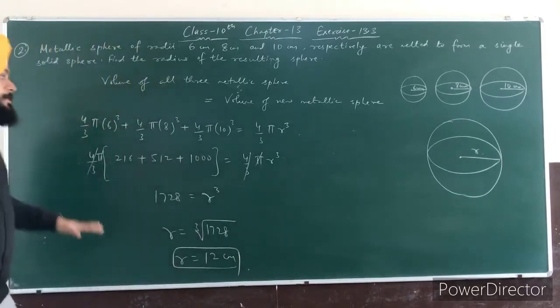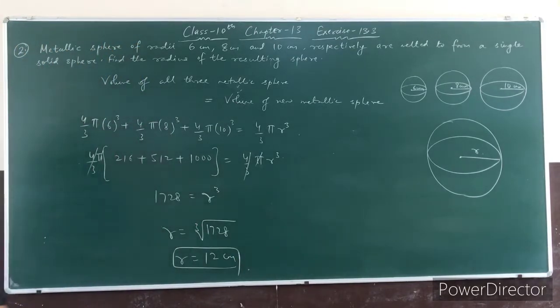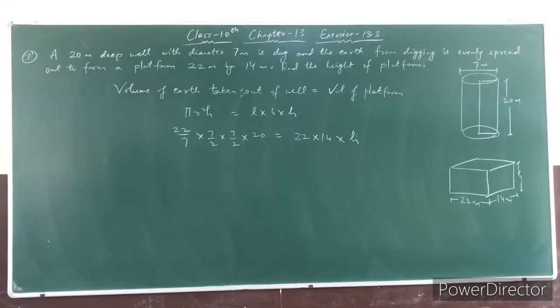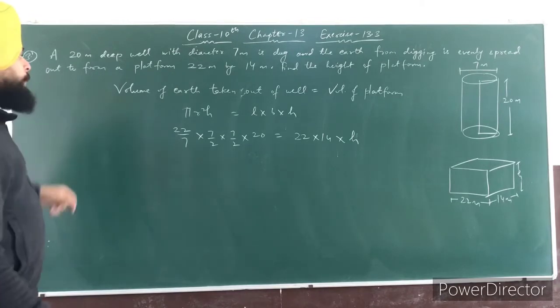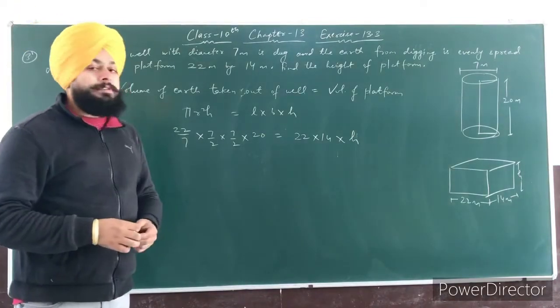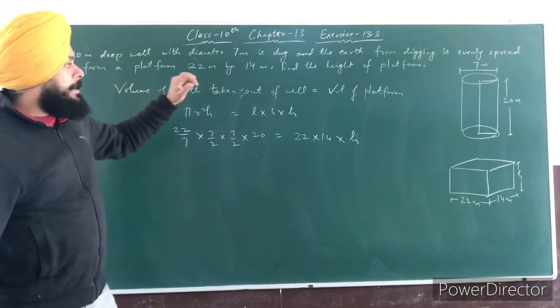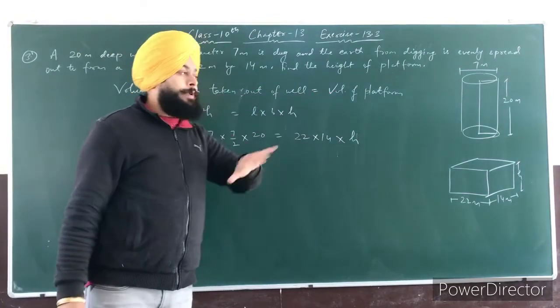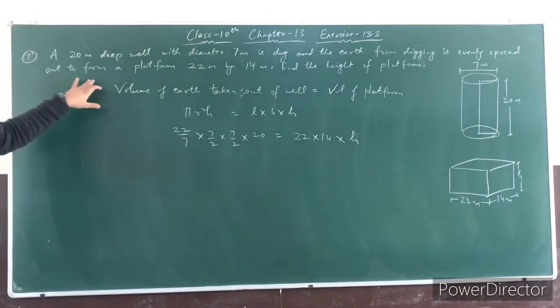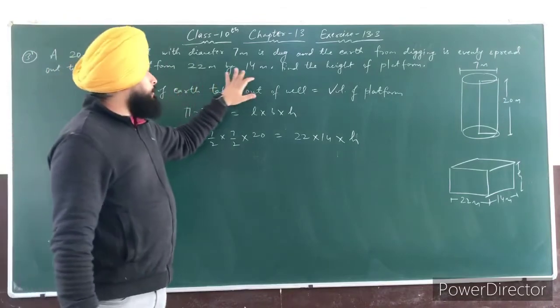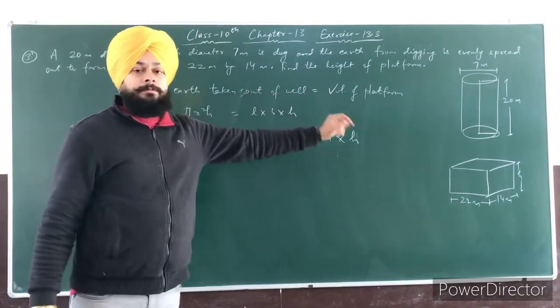Alright student, so this is your question number 2. This is your question number 3. A 20 meter deep well with diameter 7 meter is dug and the earth from digging is evenly spread out to form a platform 22 meter by 14 meter. So find the height of this platform.